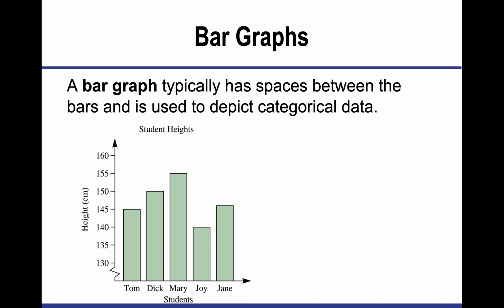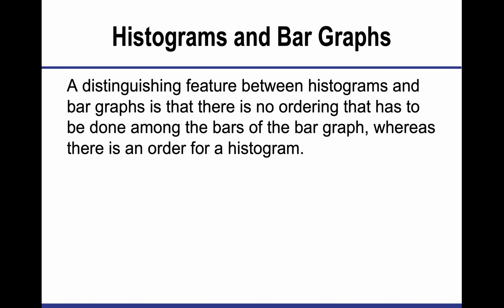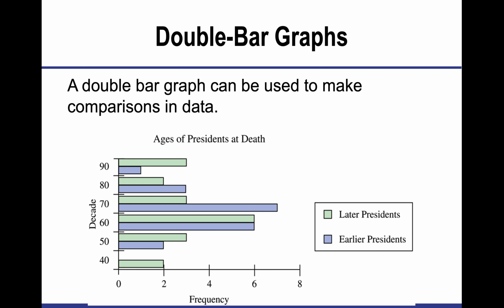A bar graph, on the other hand, does not touch. The bars are going to be separate, and a lot of times a bar graph is going to be used with categorical data. So I'm going to use that a lot with categories and not as much with actual numeric data. A distinguishing feature between the two is that there's no ordering that has to be done with the bars in a bar graph, whereas a histogram is used with numbers and clearly has an order.